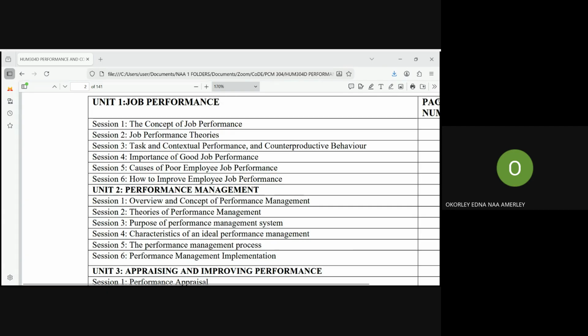So today we'll look at Unit 1, that is job performance. And there are 6 sessions under Unit 1 of job performance. So we will look at the concept of job performance. We will also look at job performance theories. And then we'll look at the task and contextual performance, as well as the counterproductive behavior.